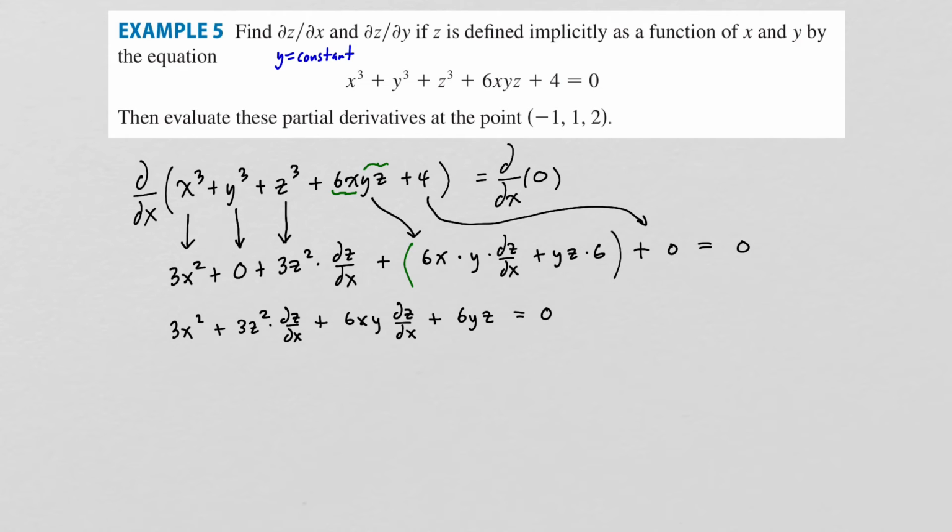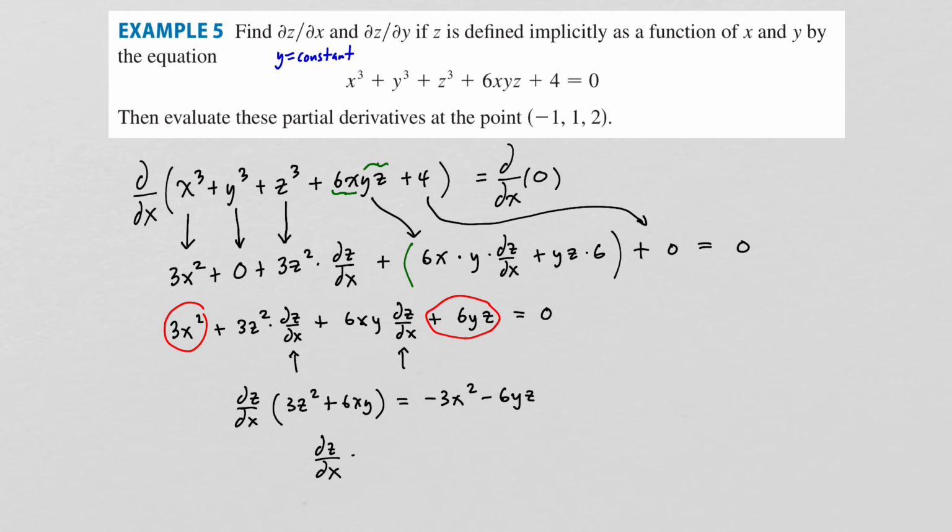And now we're just going to algebraically solve for partial z partial x. So I'm going to factor partial z partial x out of those two terms. And the other two terms, I'm going to subtract over to the right-hand side. And finally, I'll divide to solve for partial z partial x. So partial z partial x equals negative 3x squared minus 6yz, all divided by 3z squared plus 6xy.